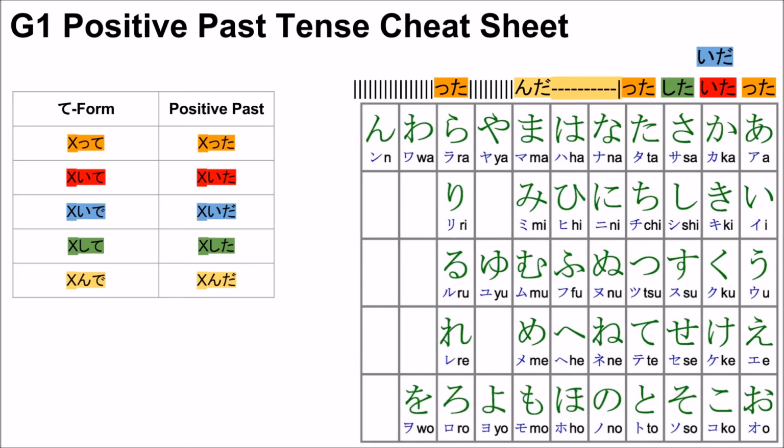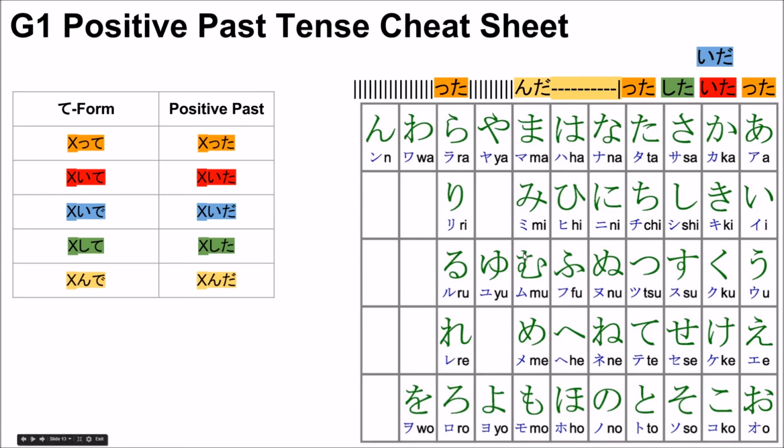Here is your positive past tense cheat sheet. All verbs ending in ru, like hashiru, all verbs ending in tsu, like tatsu, and all verbs ending in u, like au, change to small tsu ta. Hashiru, hashitta. Tatsu, tatta. Au, atta. Okay? So if it ends in a small tsu with te, it goes to ta.